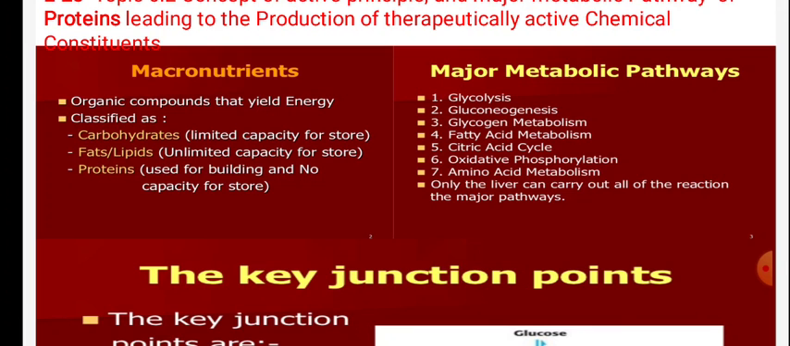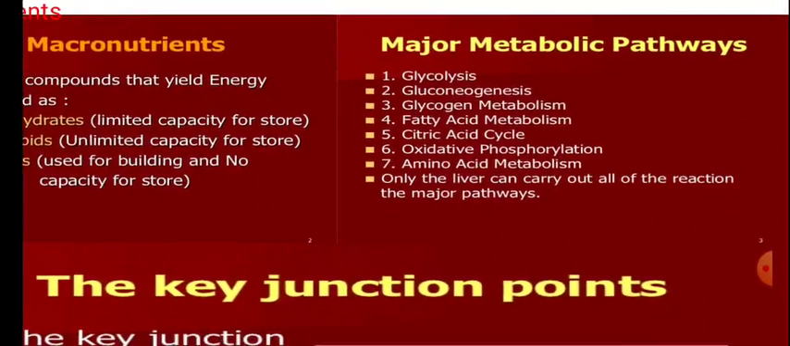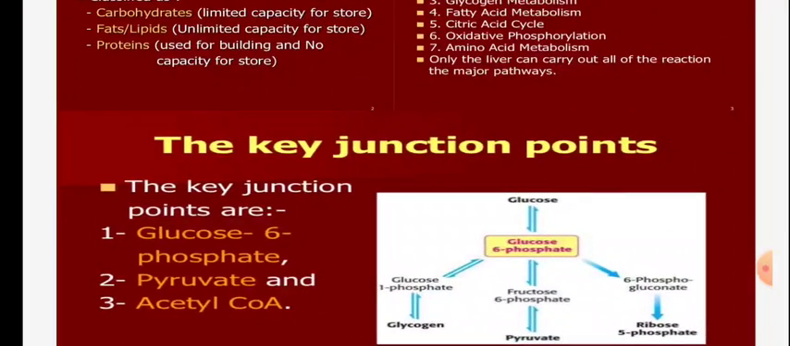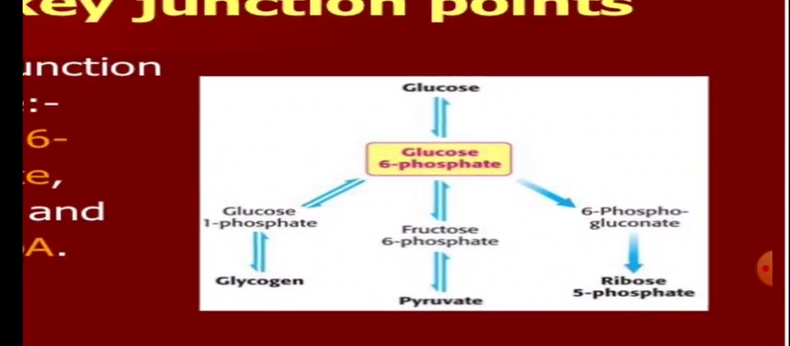In these major pathways, we have seen these pathways: glycolysis, gluconeogenesis, glycogen metabolism, fatty acid metabolism, citric acid cycle, oxidative phosphorylation, and amino acid metabolism, and only the liver can carry out all these reactions. So here are the key junction points in relation to this. The junction points are glucose 6 phosphate, then pyruvate, and acetyl CoA. See here how the glucose is related to this.